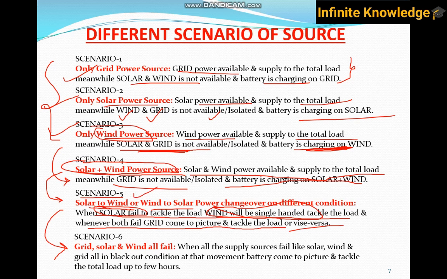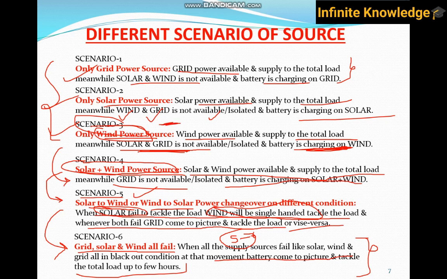It's the fifth scenario. We are right now on the third scenario, and the simulation is working. What is the sixth scenario? Grid, wind and solar, all the supply sources have failed. Grid is also not available, wind is also not available, solar is also not available. At that time, when solar, wind and grid are all in blackout condition, the battery comes into the picture and tackles all the load for a few hours, nearly 5 to 6 hours. The battery continuously supplies our load. This is the final scenario, in which the battery discharges into the load, and there is no solar, no grid, no wind.